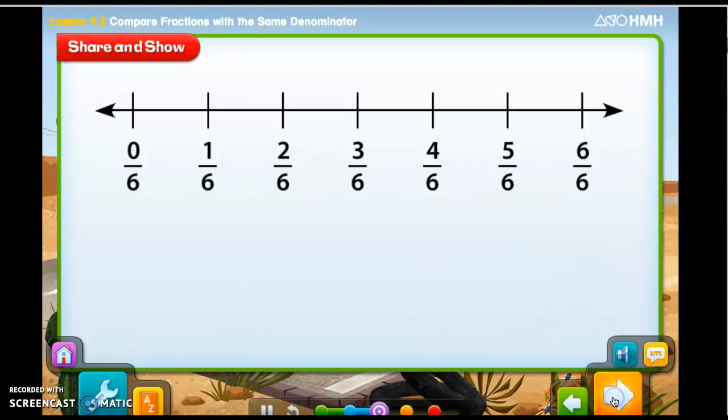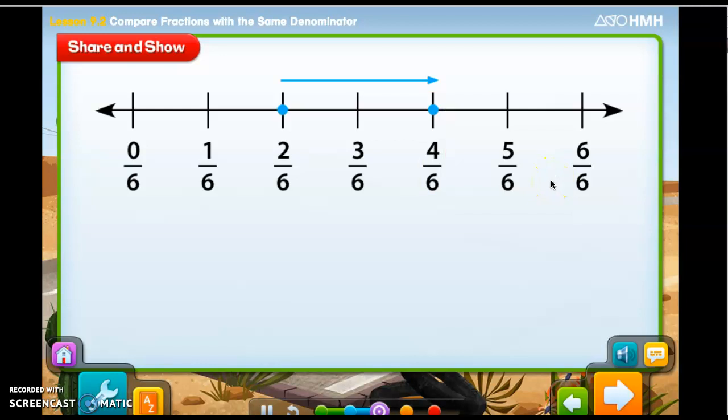Correct. Click the correct point on the number line to place a point at 2/6. Where is 2/6? That's right. The point representing 2/6 belongs on the tick mark directly above the label for 2/6. Now, click the point on the number line to place a point at 4/6. That's right. The point representing 4/6 belongs on the tick mark directly above the label for 4/6.